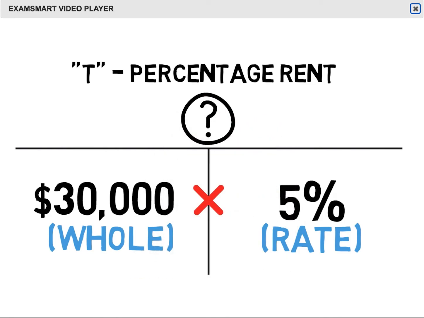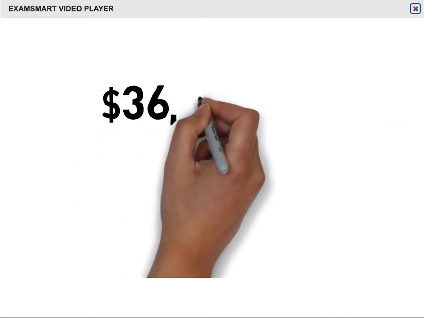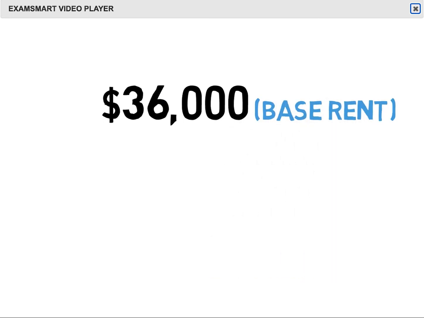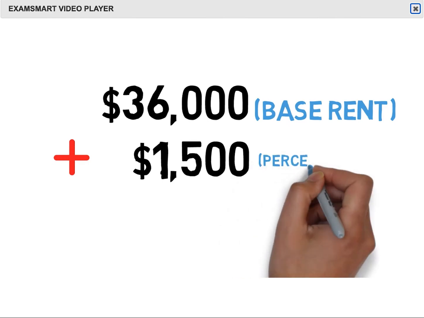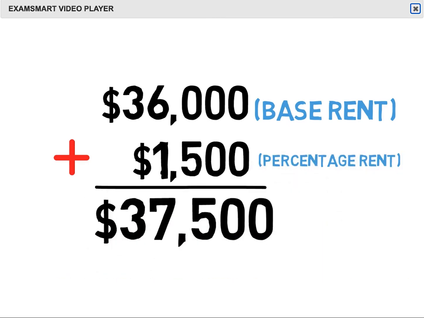Our formula says to multiply straight across. So if we take $30,000 times 5%, that will give us our part, or $1,500, for the percentage rent. So to finish the problem, for the total rent paid by the tenant, we will take the base rent annually of $36,000 plus the $1,500 extra on their percentage rent to get a total rent amount of $37,500, and that would be our answer.